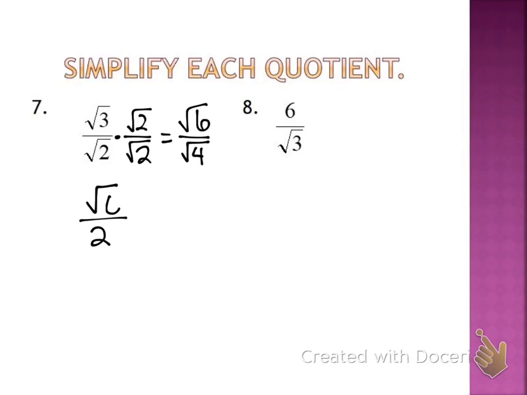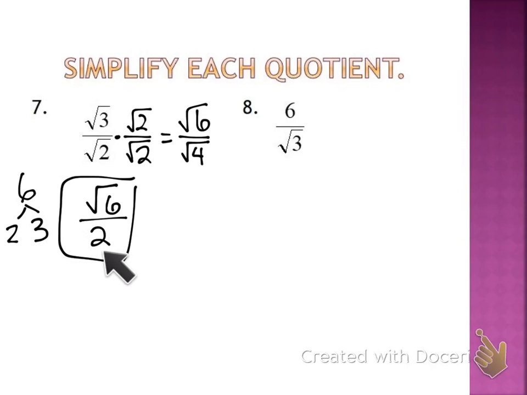No. A 6 only breaks into what? 2 and 3. Does that give us a pair? Good. We cannot simplify this any further. Last year I had people say, can't you divide 6 by 2? But there's an issue with that. This isn't just a 6. It's a square root of 6. It is not the same thing as just the number 6. So we cannot simplify that anymore.